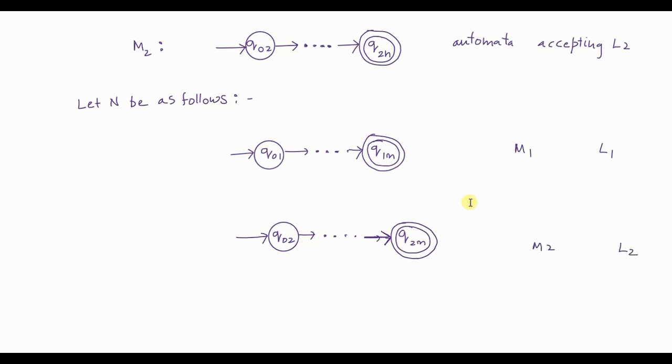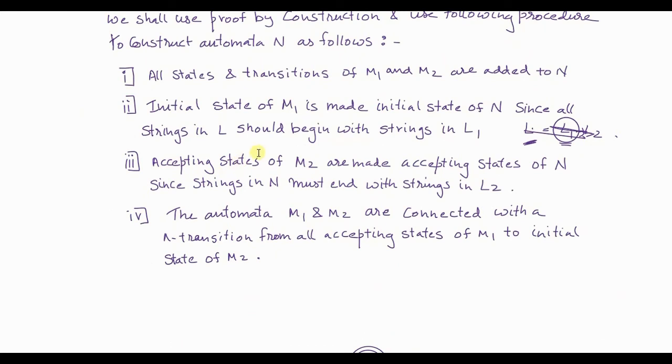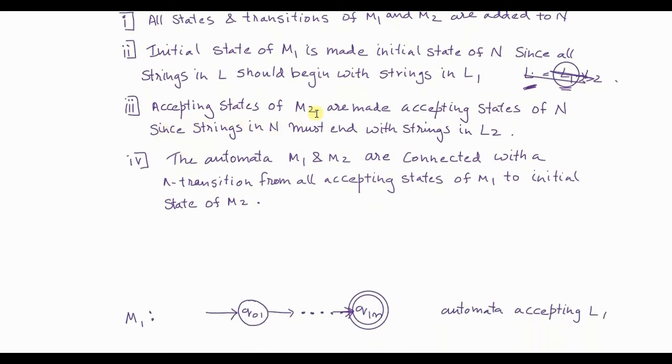So the initial state of M1 should be made the initial state of N. That means Q01 happens to be the initial state of this machine N. Further, the accepting states of M2 are made accepting states of N, since the strings in N must end with strings in L2.